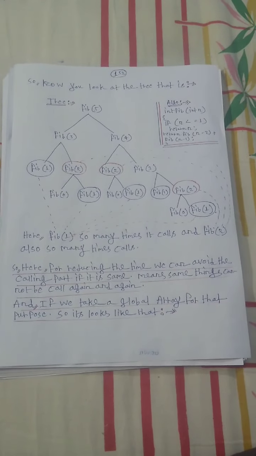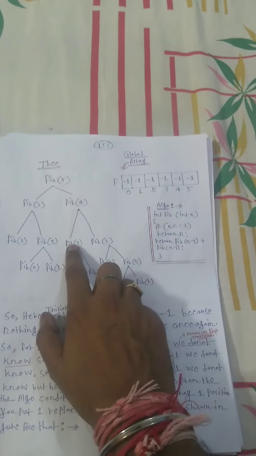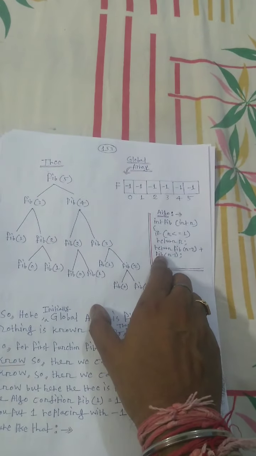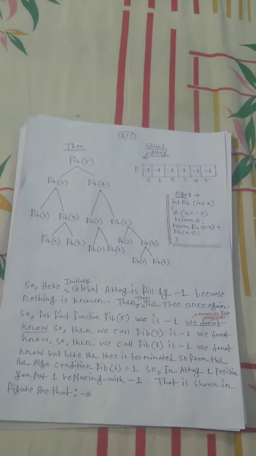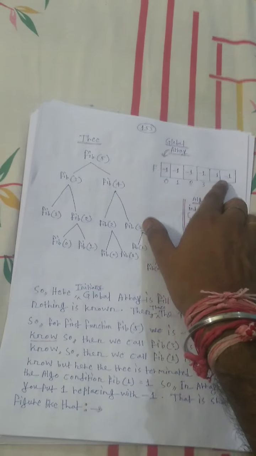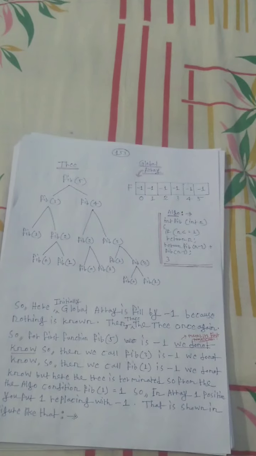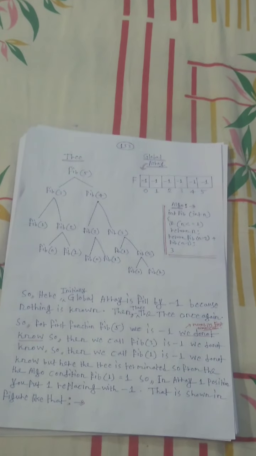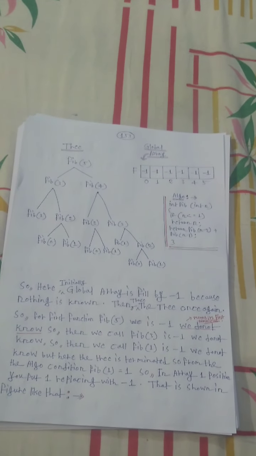If we take a global array for that purpose, it looks like this. This is the global array, and this is the tree, which belongs to this algorithm. Initially the global array is filled with -1, because initially there is no value and nothing is known. Then trace the tree once again. For the first function, fib 5 is -1.